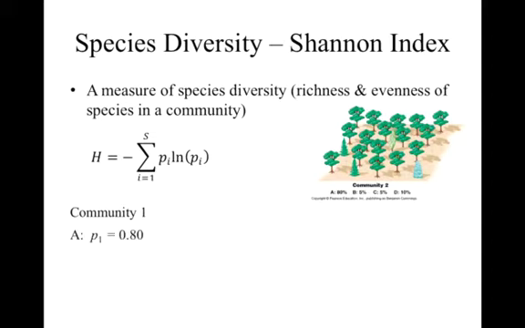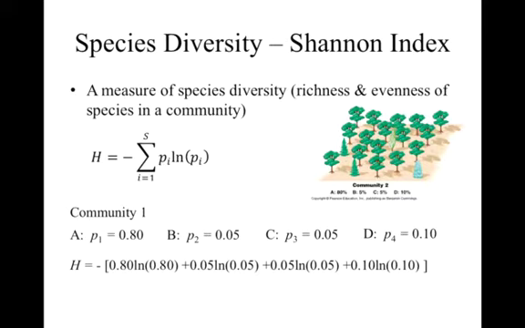In this case, I have 80% of my trees as deciduous, so the proportion of my first species is 0.8. And then I only have 5% of my trees being that tall, weird, light green tree, just one individual, 1 out of 20. And then another 5% is the blue Christmas tree, and 10% is the green Christmas tree. So I've got different proportions because this is a different community. Same kind of thing, though, to calculate the Shannon Index.